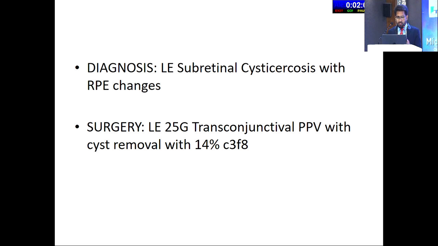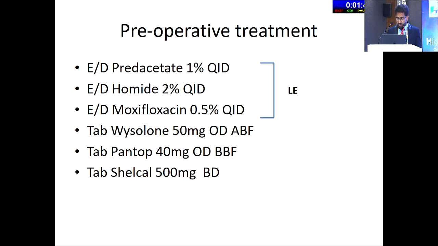Then we planned for left eye 25 gauge transconjunctival pars plana vitrectomy with cyst removal with 14% C3F. Before planning the surgery, we sent the patient for neurology opinion to rule out any neurocysticercosis, and they identified neurocysticercosis and started anti-epileptic medications. That preoperative treatment has been given. That is pre-op and post-op steroids.